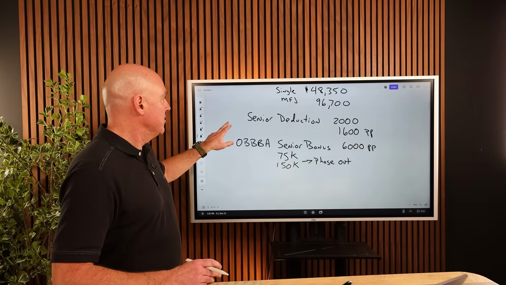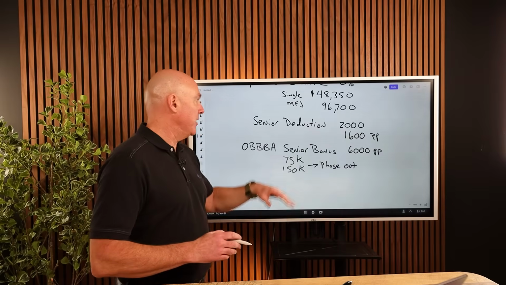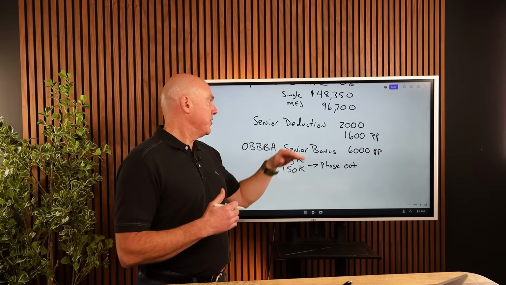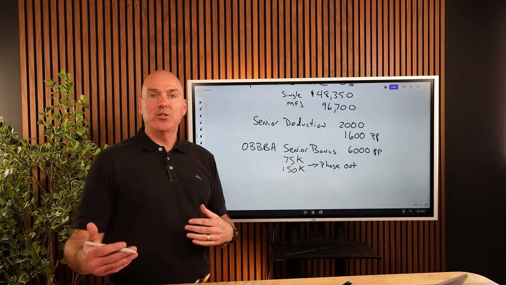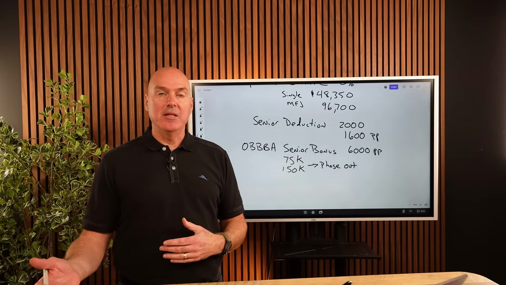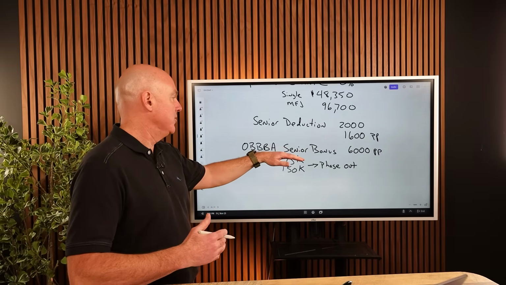There's a couple of deductions there. So when you get to be 65 years old or older, you get a deduction. It's going to be $2,000 if you're single. And then if you're married, filing a joint tax return, it's going to be $1,600 per person over age 65. So you could be over 65, but maybe your spouse isn't yet. You would get $1,600, but if both of you are over 65, you're going to get $3,200.